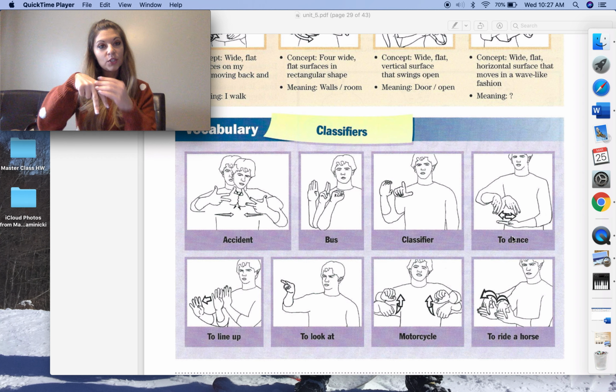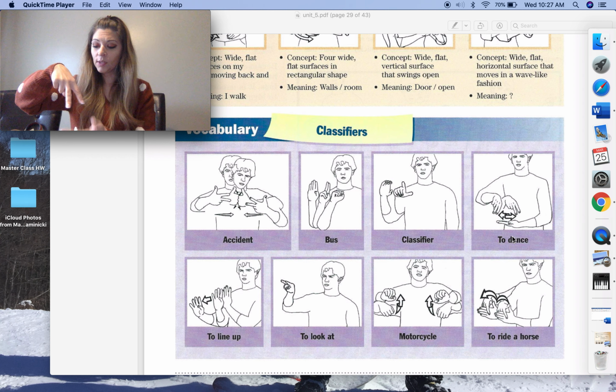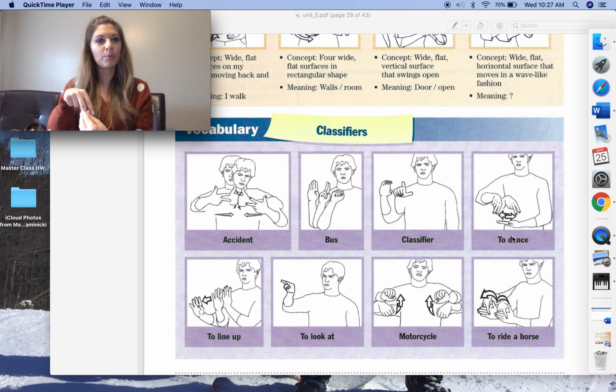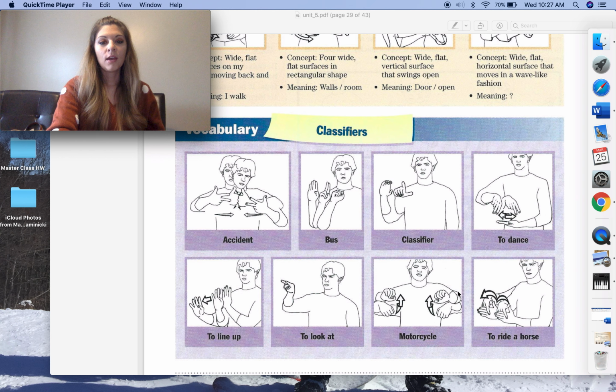To dance, so we talked about our legs before, so we're using this upside down V shape. So you can jump, you can dance, you can kneel, you can sit. Remember that activity we did? So anything you're representing with this is showing your body and your legs and their movement.